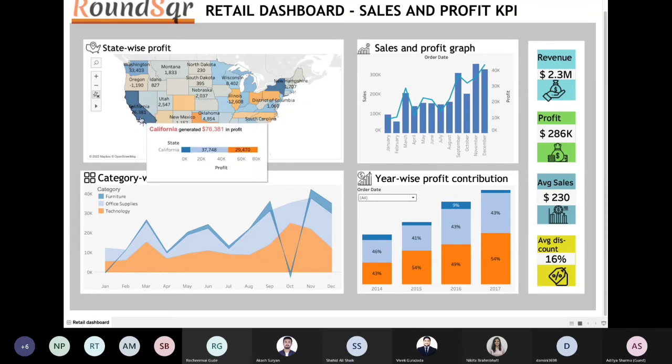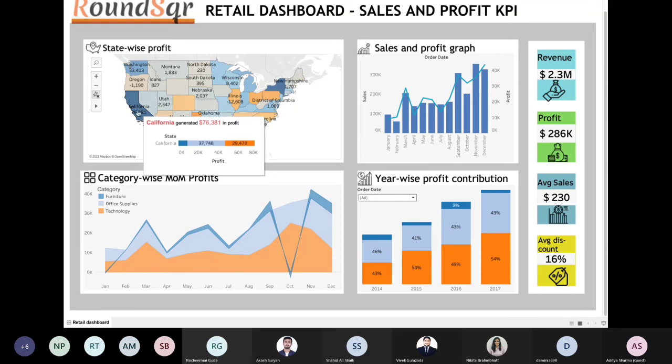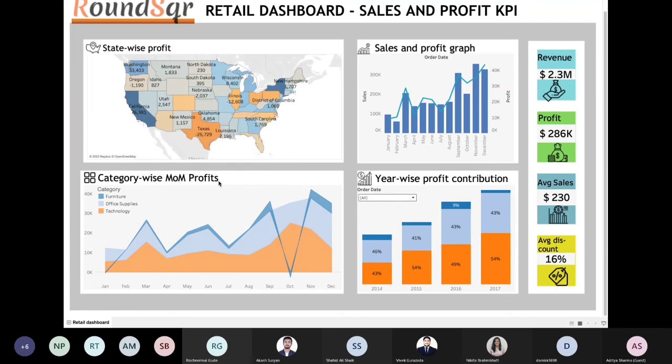That is, California has generated north of $75,000 in profit, with most contributions coming from office supplies and technology. So let us try to ask more from the data by taking what the sales and profit are going to be, as mentioned in the top right corner, for California, and what the category-wise month over month profit has been, that is the cumulative sales that we have over each category, and then what is the profit contribution of California and what has been the growth there.